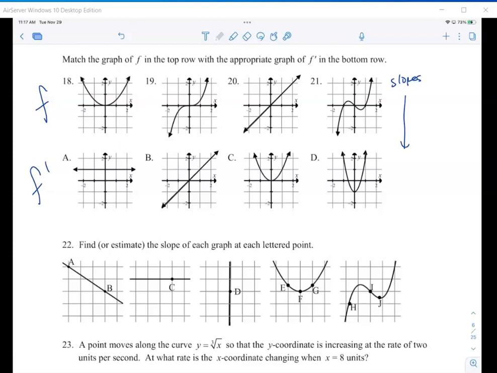All right, so let's see how you did. Anywhere that's going to be a 0, there's going to be a 0. So that could be this one or this one. Okay. Let's see. Negative slopes means it's below the axis. Positive slopes means it's above the axis. So below to above. So 18 is definitely going to match up with B.